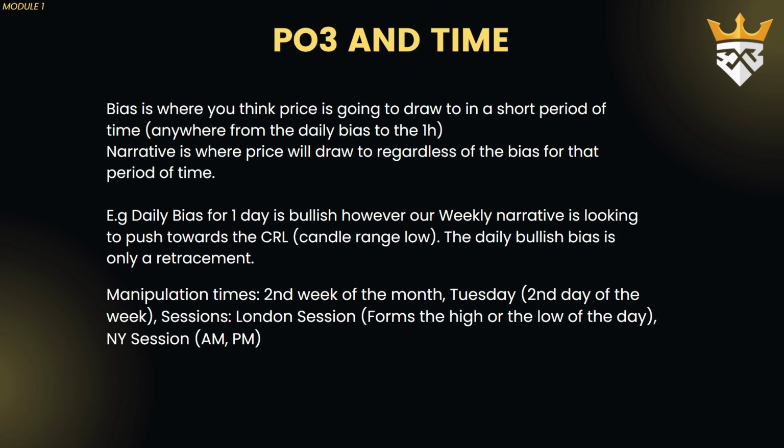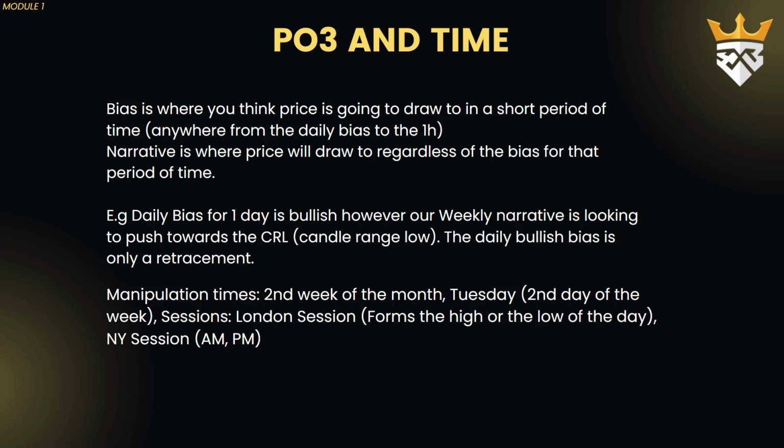Bias is where you think price is going to draw to in a short period of time, anywhere from the daily bias to the 1 hour, and the narrative is where price will draw to regardless of the bias for that period of time. So it's kind of like the bias but on the higher time frame. For example, the daily bias for the 1 day is bullish. However, our weekly narrative is looking to push towards the candle range low, meaning it's bearish. So the daily bias is bullish, but it's only a retracement for the narrative pushing lower, right?